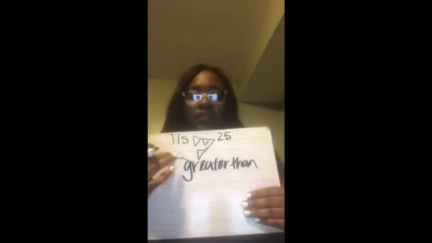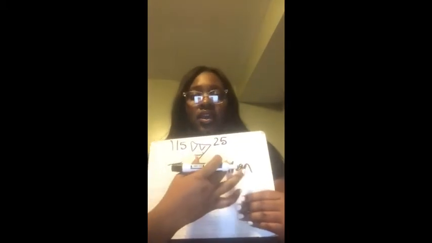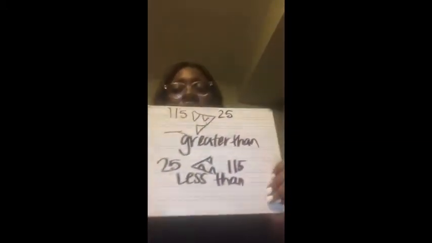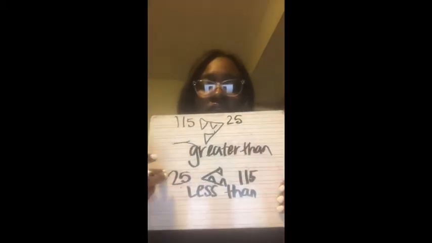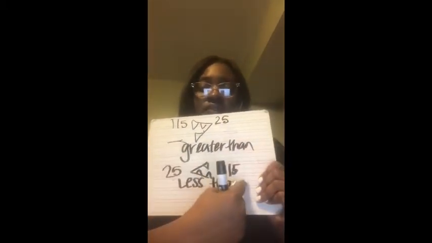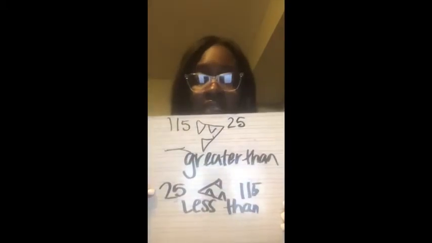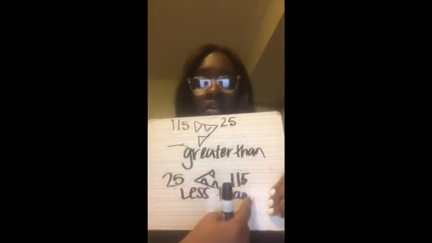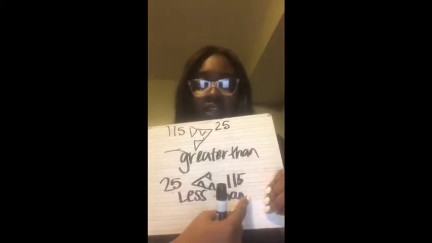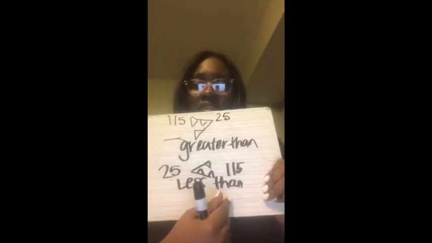Because 115 is greater than 25. Now, if we switch the numbers around and made the gator eat this way, this now becomes less than, because 25 is less than 115. Another way to say this is 25 is smaller than 115. So we know that it's less than.